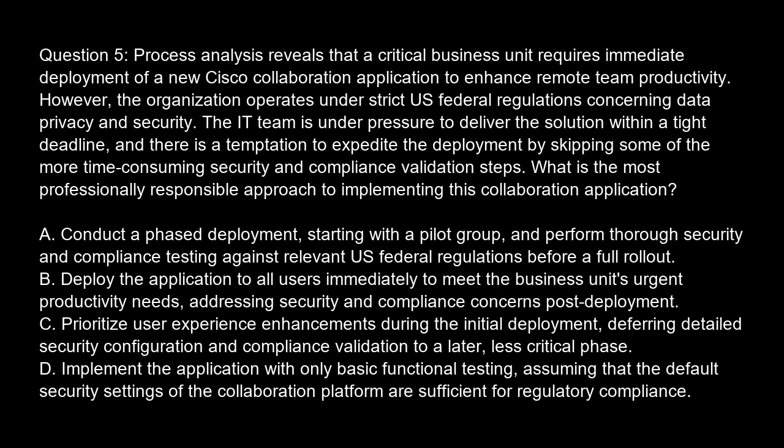Option A. Conduct a phased deployment, starting with a pilot group, and perform thorough security and compliance testing against relevant U.S. federal regulations before a full rollout. Option B. Deploy the application to all users immediately to meet the business unit's urgent productivity needs, addressing security and compliance concerns post-deployment. Option C. Prioritize user experience enhancements during the initial deployment, deferring detailed security configuration and compliance validation to a later, less critical phase. Option D. Implement the application with only basic functional testing, assuming that the default security settings of the collaboration platform are sufficient for regulatory compliance.